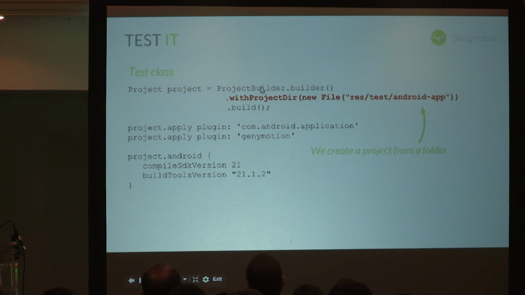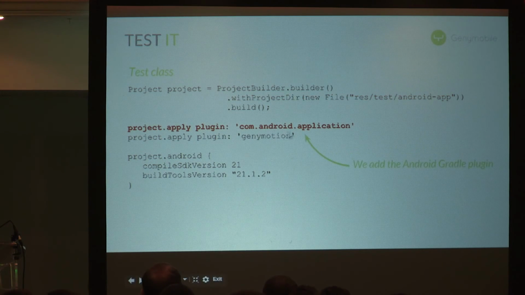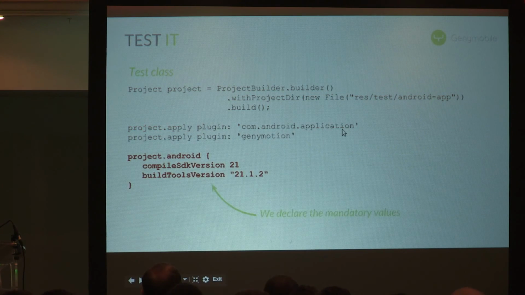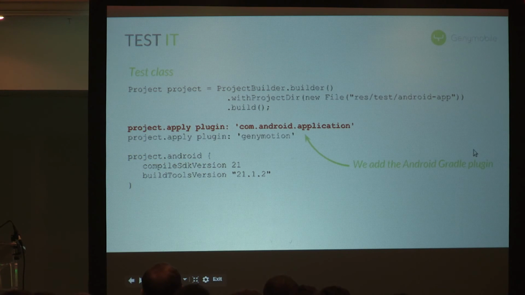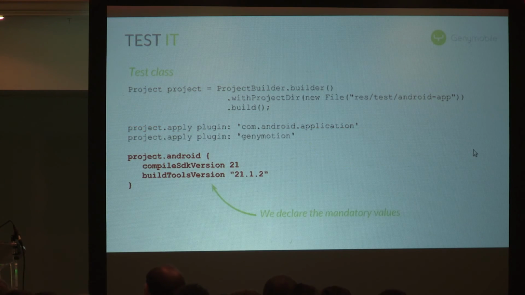We stub our project again, but we will add a small thing. We will tell the project that the root is supposed to be this directory. I will show you later. Then we add the Android plugin. We add again our plugin, of course, that we want to test. We also now have to declare project.android.